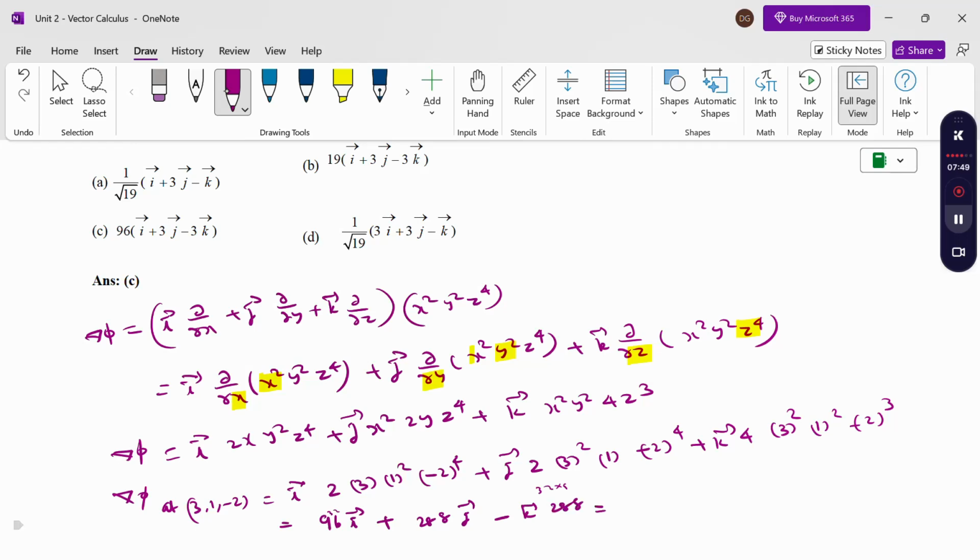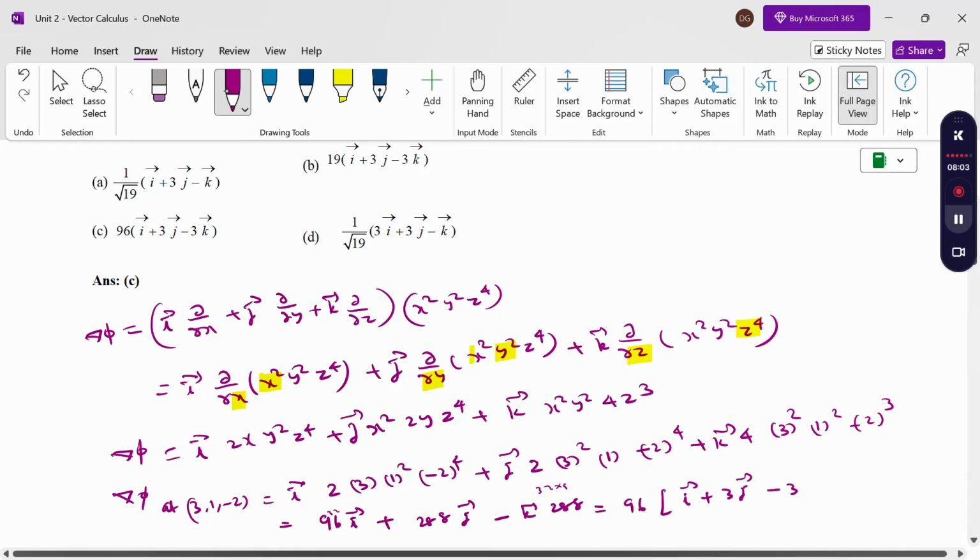So when I am taking 96 common, then I vector plus 3j vector minus 3k vector, therefore this option is C.